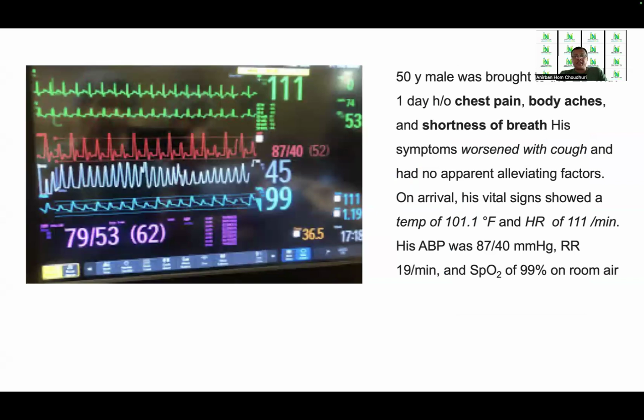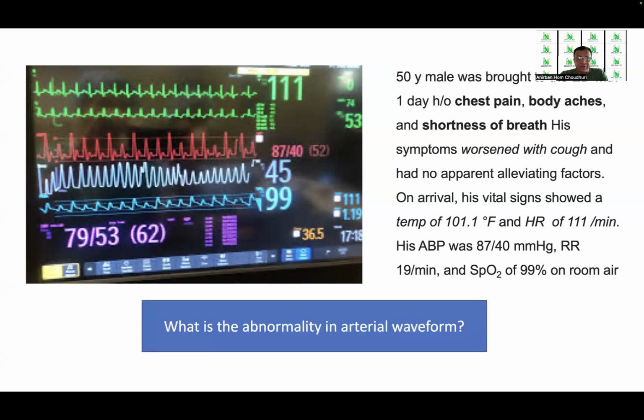Let us move into the second case. A 50-year-old male was brought with a one-day history of chest pain, body aches, and shortness of breath. His symptoms worsen with cough and he has no apparent alleviating factors. On arrival, his vital signs show a temperature of 101.1 degrees Fahrenheit, heart rate of 111. The arterial blood pressure is 87/40. Respiratory rate is 19. Saturation is 99% on room air. Now, looking at the tracing, the arterial waveform, what is the abnormality that is suggestive?